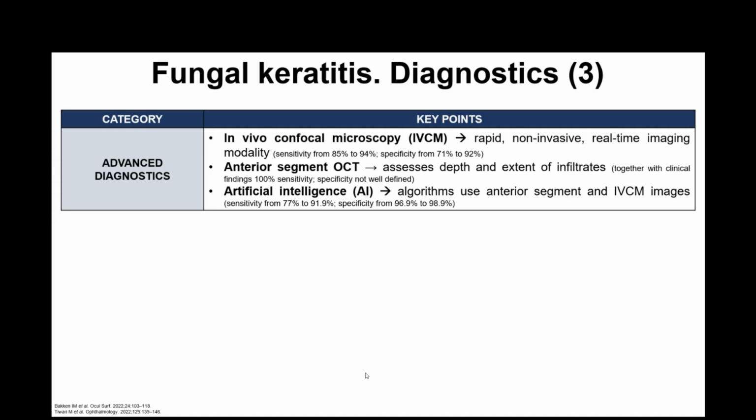And artificial intelligence has been applied to analyze slit-lamp images and in vivo confocal microscopy images. Different algorithms are used to automatically recognize and differentiate fungal keratitis from bacterial and viral. Currently, a major challenge is the standardization of anterior segment imaging.